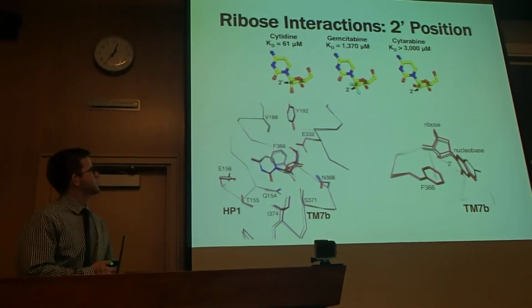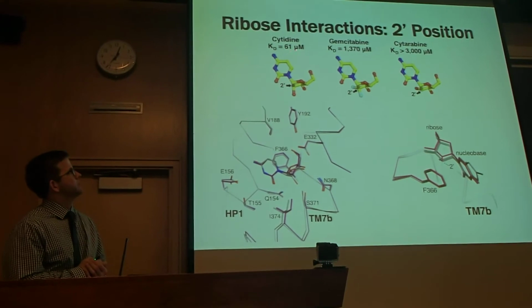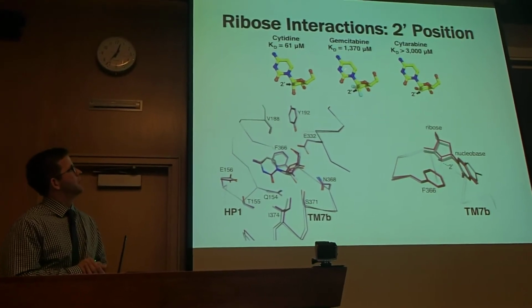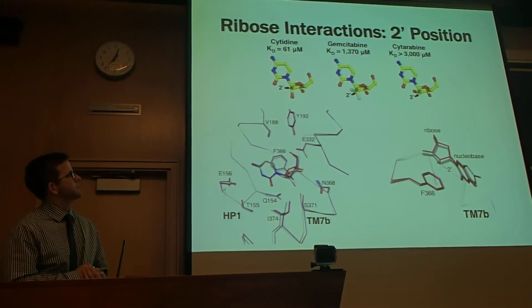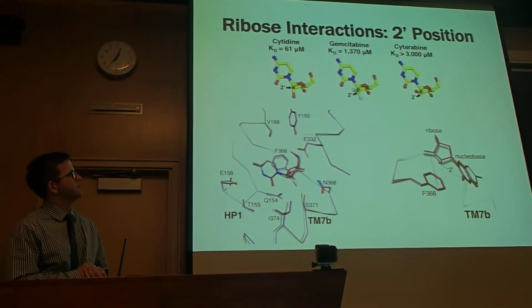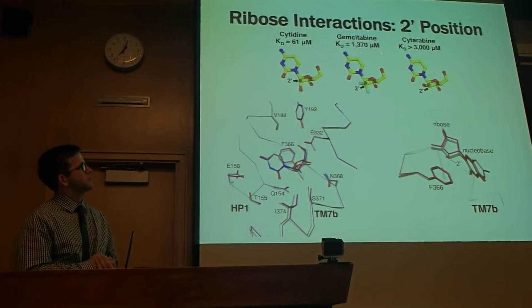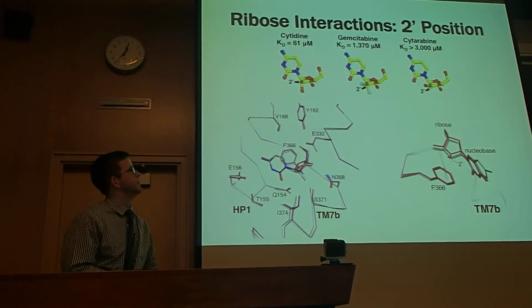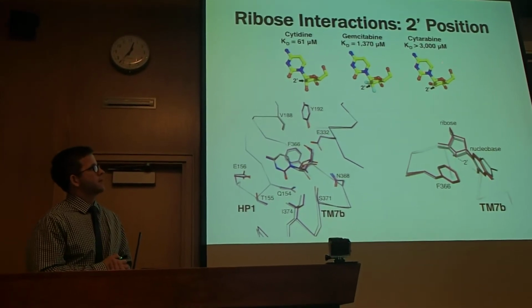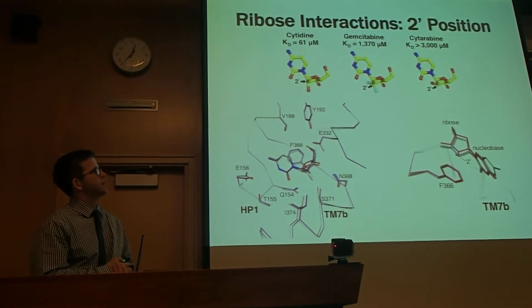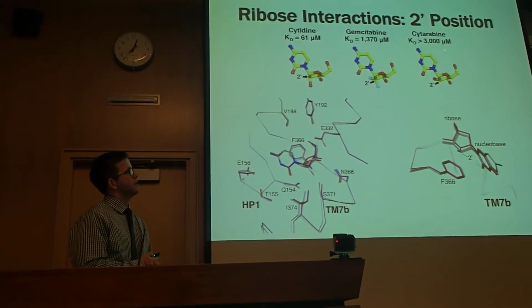Looking a little bit more closely at that 2' position of the ribose, we measured the KD for cytidine to be 61 micromolar, but the cytidine analog, gemcitabine, which is identical in structure to cytidine except it has 2 fluorine atoms bound here at the 2' position, exhibited a significant loss of binding affinity to over a millimolar. And then furthermore, the cytidine analog, cytarabine, which is an anti-cancer drug, we couldn't even measure the binding affinity for.